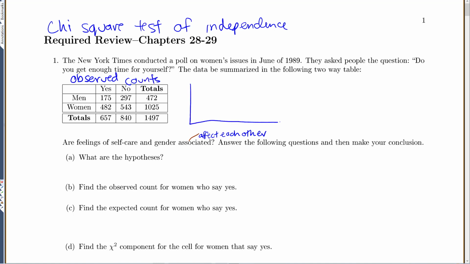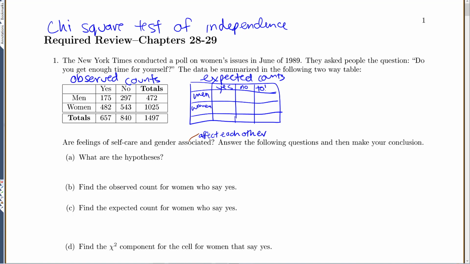Before I read the rest of the problem, I know I'm going to want to do another table with my expected counts. So we'll make the same table unless you have room to write on the first table. But if you're doing this on an online exam, you'd want to just write it on your own paper so you can work with it. Okay, so we know we have our observed counts. We want to find our expected counts. Let's read through the problem just to make sure we know everything we're supposed to do.